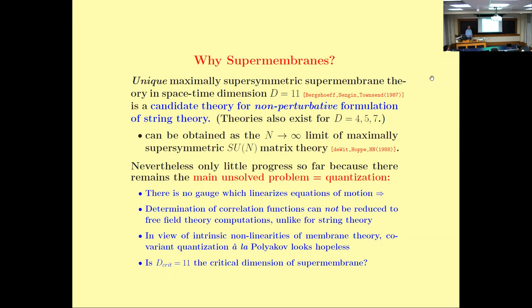Already classically, the target space dimensions are restricted to four numbers: 4, 5, 7, 11. That's exactly like in supersymmetric Yang-Mills theory, where the target space dimensions are restricted. But then one would expect that out of those four, one is singled out by the requirement of consistency with quantum mechanics. But this question has been around from the very beginning and still hasn't been answered.